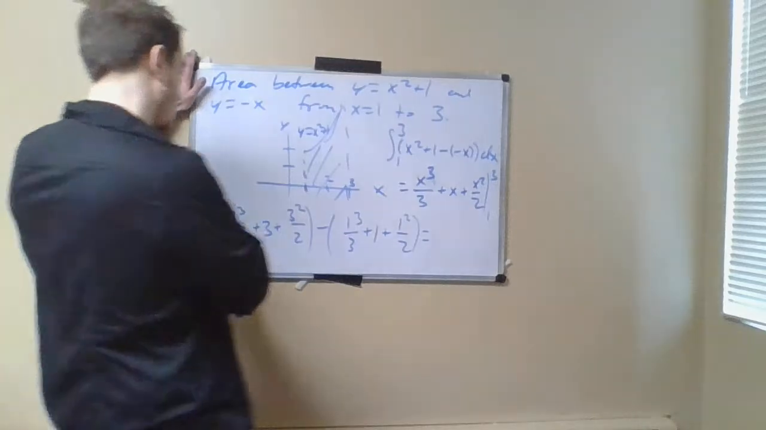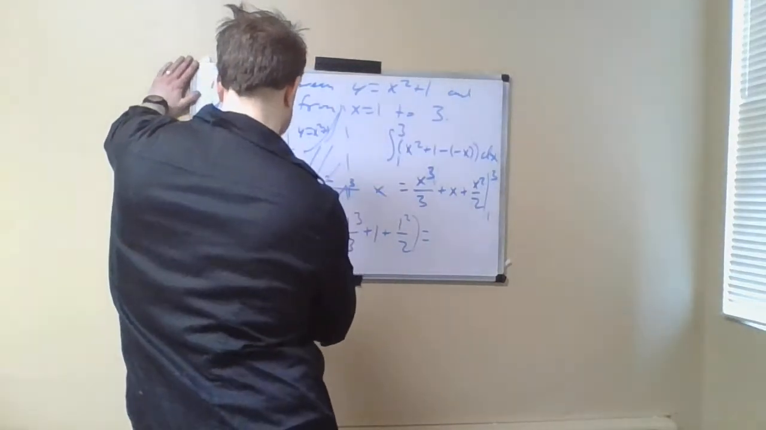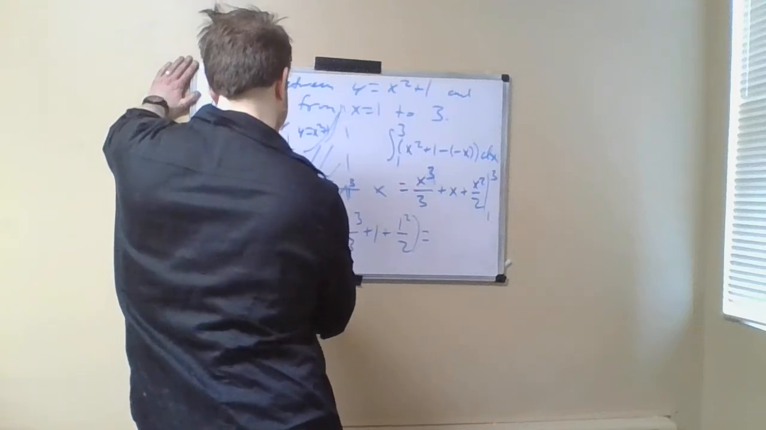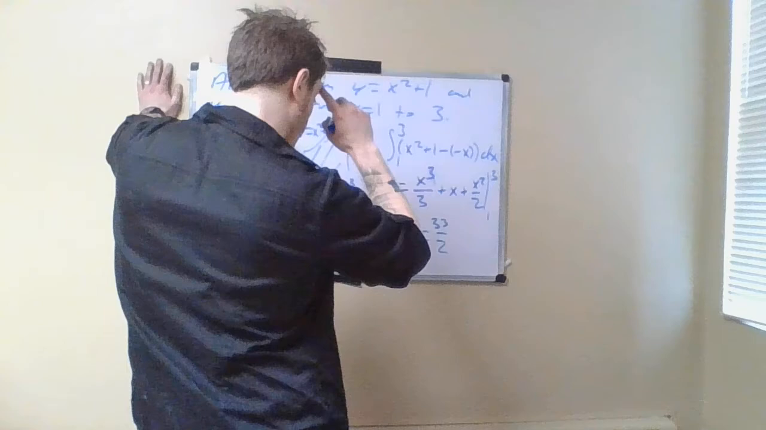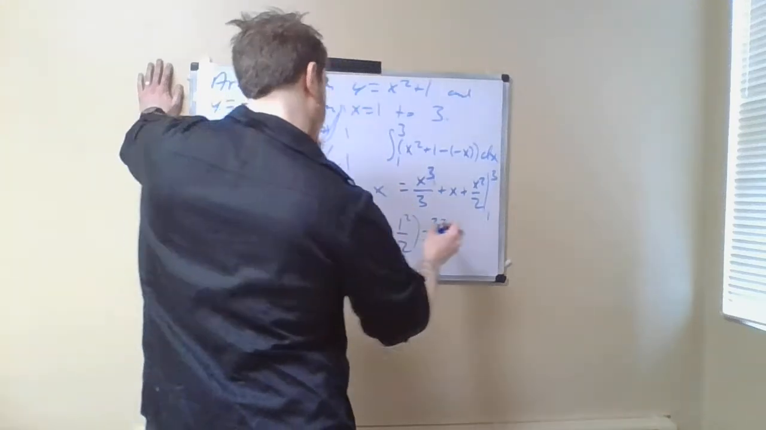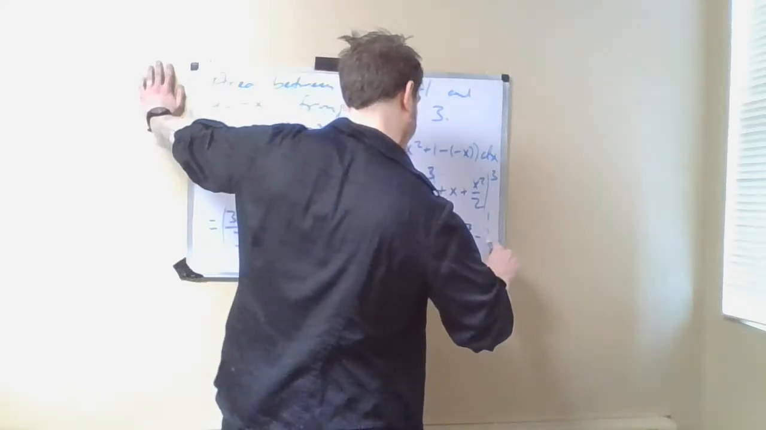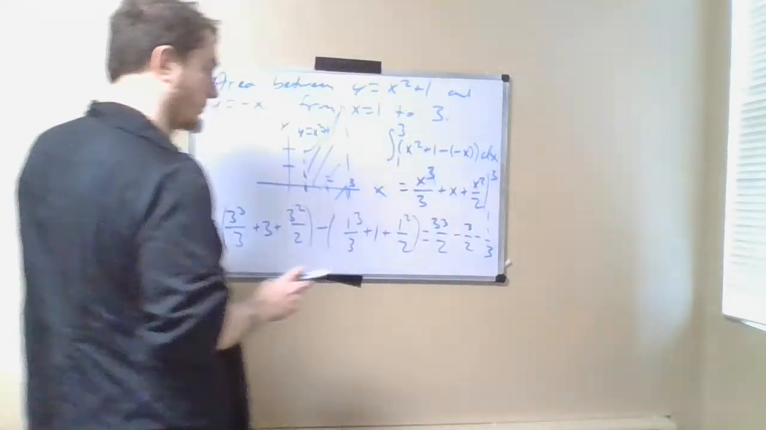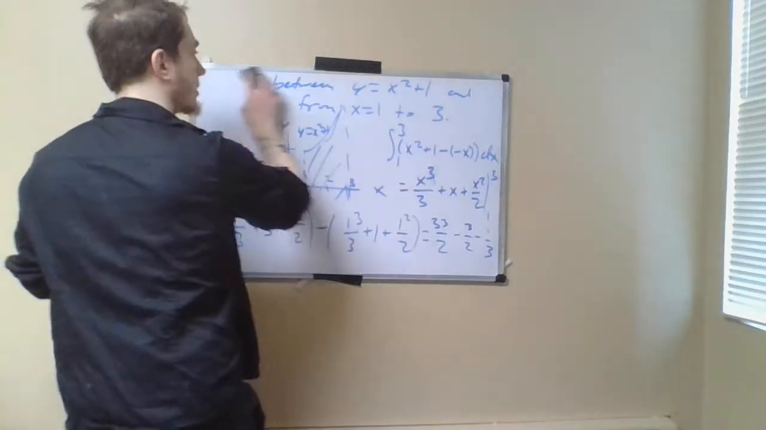That is going to be equal to 9 plus 3 is 12. So 24 halves plus 9 halves is 33 halves, and then we're going to be subtracting 3 halves and also subtracting 1/3. So this is going to be 15 minus 1/3.